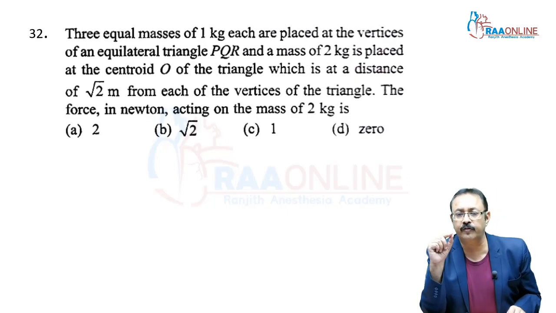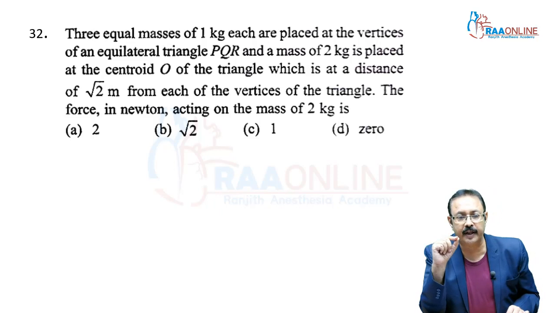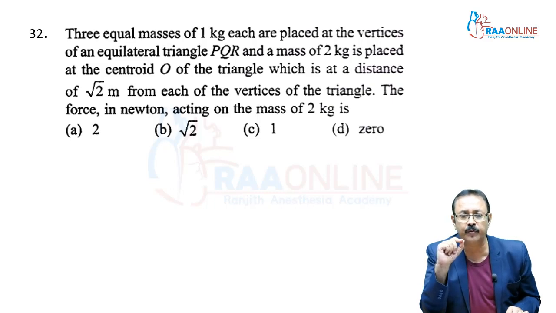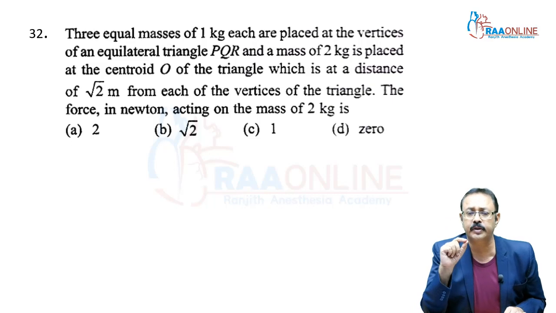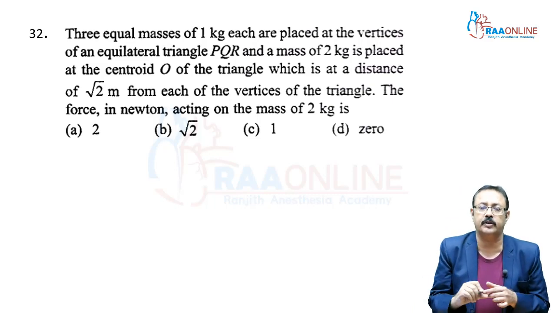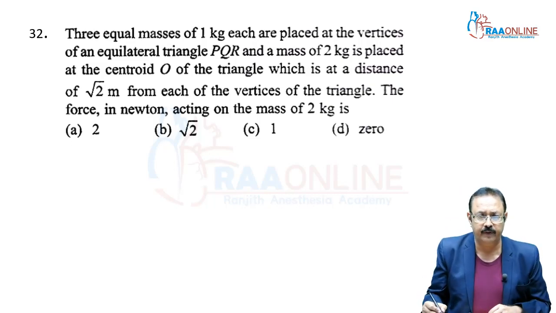Three equal masses of 1 kg each are placed at the vertices of an equilateral triangle and a mass of 2 kg is placed at the centroid. What is the distance of root 2 meter from each of the vertices of the triangle? The force in Newton acting on the mass of 2 kg is? We will check.